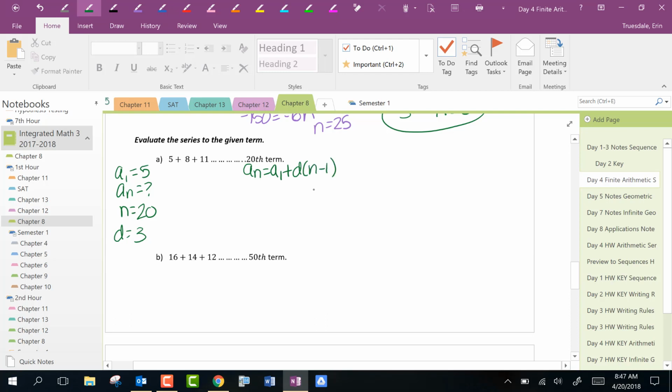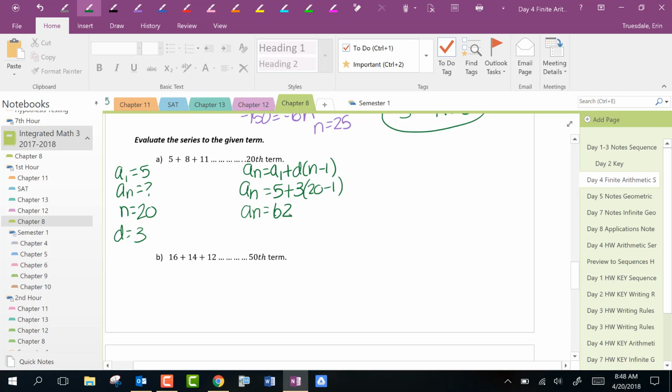Now, the nice thing about finding AN is that you're not really going to have to move anything because it's on the side by itself already. So 5 plus 3 times 20 minus 1, you just have to plug that in your calculator and figure out what AN is. Okay, so AN would be 5 plus 3 times 19, and so that would be 62.